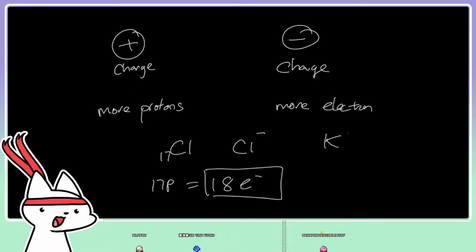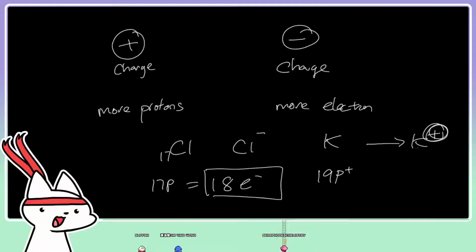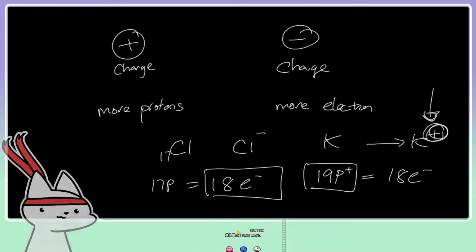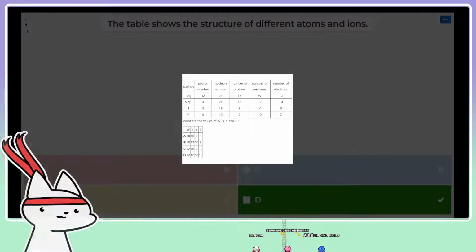Whereas if you have potassium, K, it should have 19 protons, which is the positive. When it becomes K plus, what is plus? Plus means there are fewer electrons than protons, so rather than 19 electrons, there'll be one less, so you become 18 electrons. The concept is: more positive charge, more protons than electrons; negative charge, more electrons. You can only change the number of electrons. Proton number never changes.